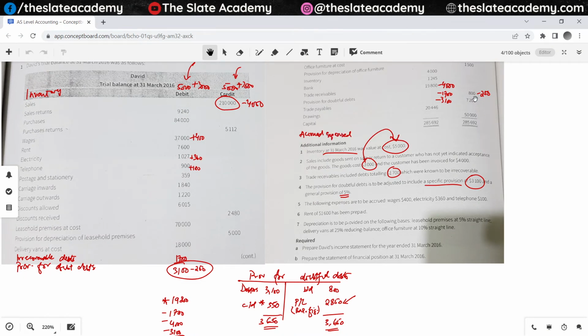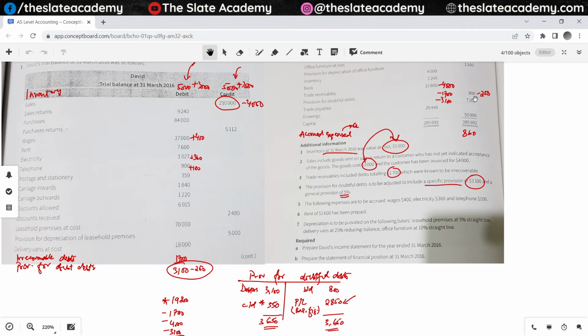So the sum of these three is 400 plus 360 plus 100, 860, right? So I would write accrued expenses as 860, and this is a current liability of the business. So it would appear in the statement of financial position under the heading current liabilities, this amount of 860. Okay, so entry number 5 also understood.